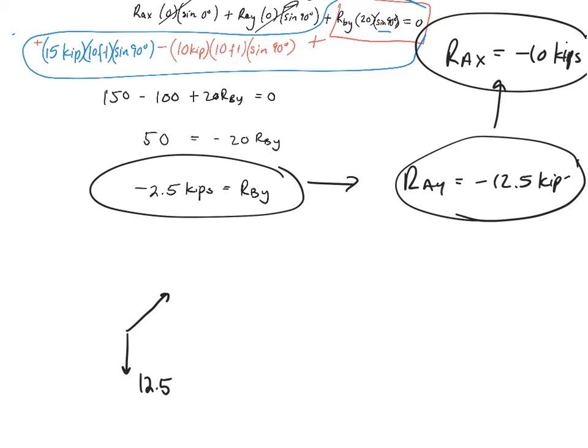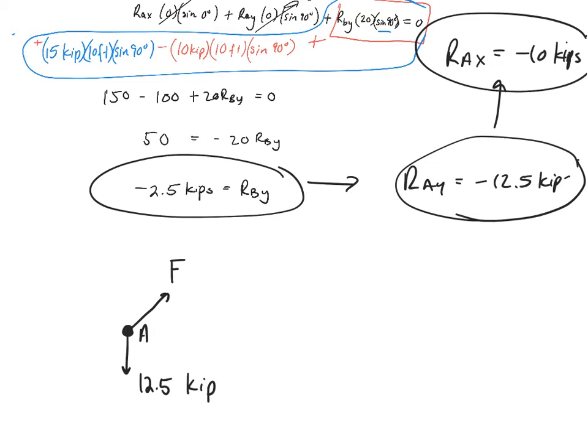So look what I'm doing, everybody. Please recognize, earlier the answer for RAY was negative 12.5, wasn't it? So I'm going to recognize that negative means it's just pulling down. So I'm going to draw the force at node A from RAY as down. This is node A. This is a force that we don't know.